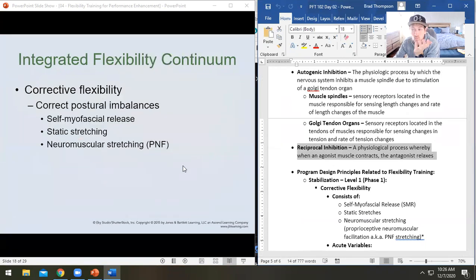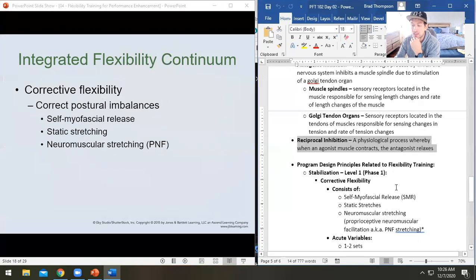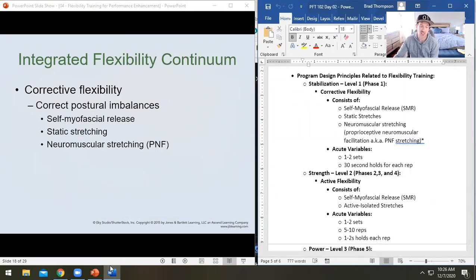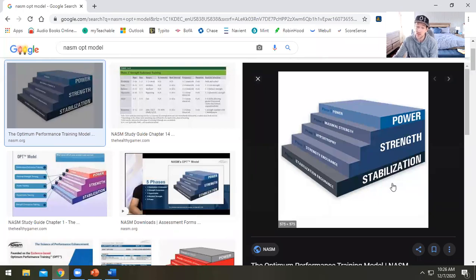So which one should we use for which clients? Well, if your client's in the stabilization phase, there's some other rules that come along with that. When we get later down into the program designing, we're going to do a high number of repetitions.